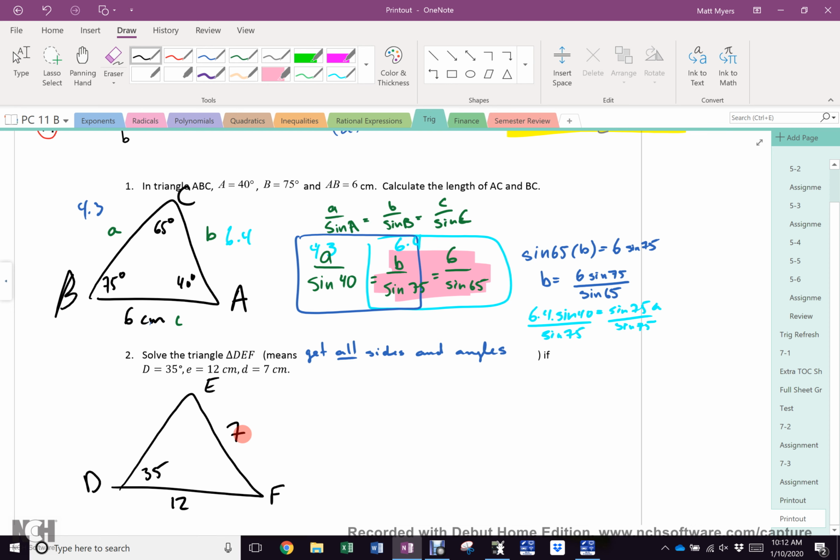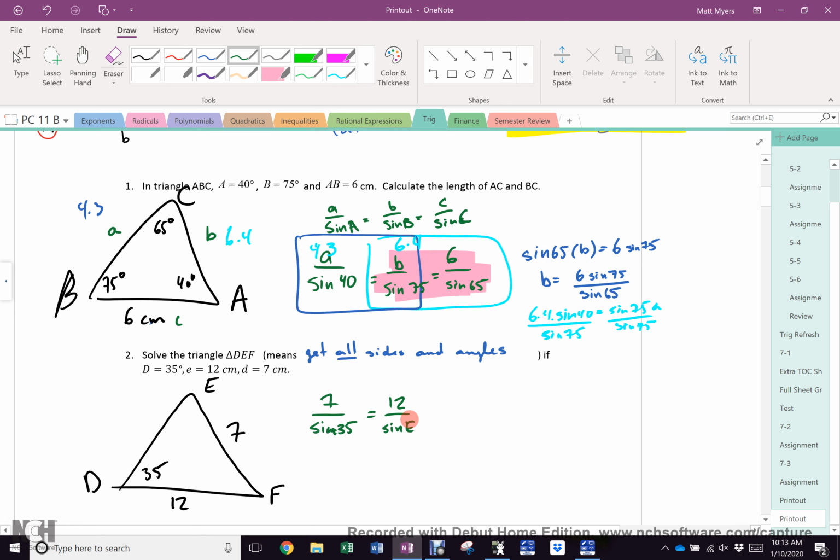Okay. Well, to use the sine law, I need an angle and its opposite. Do I have that right now? Where? D and Lil d. So this time I'll just keep going the way it's written here. 7 over sine 35 equals what? 12 over sine E.